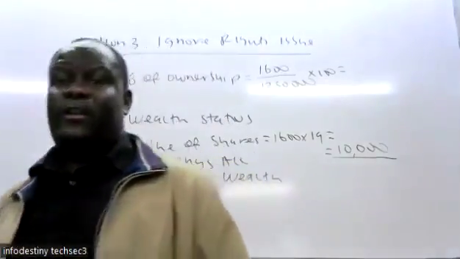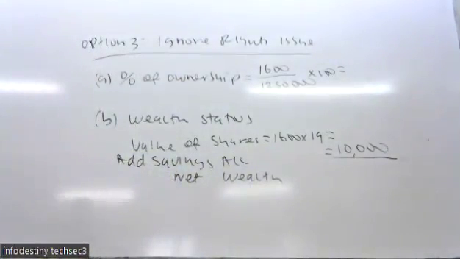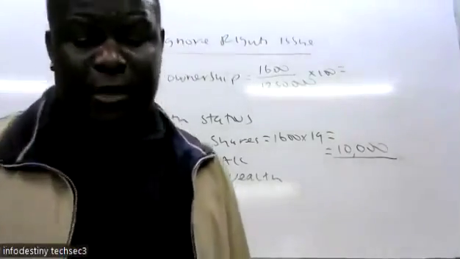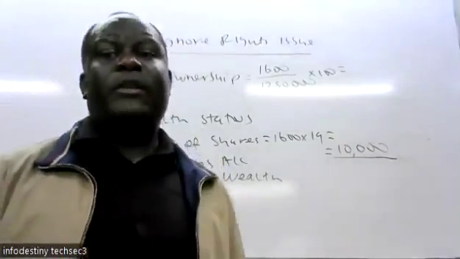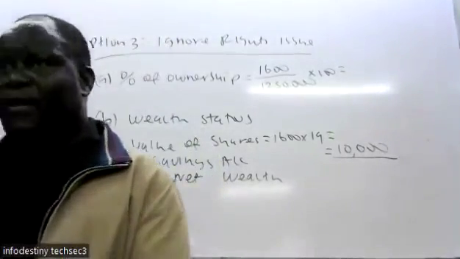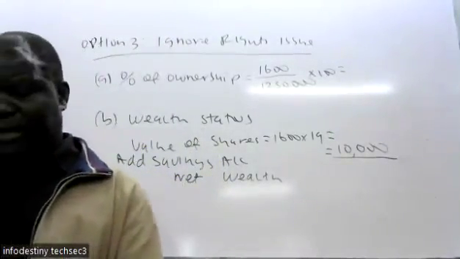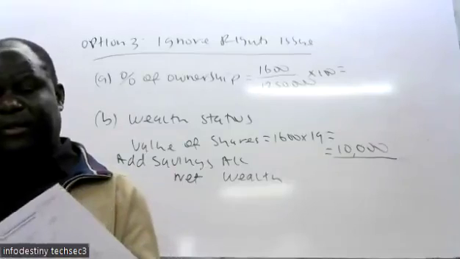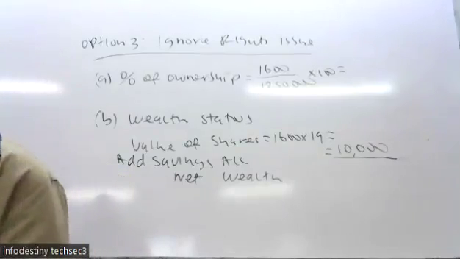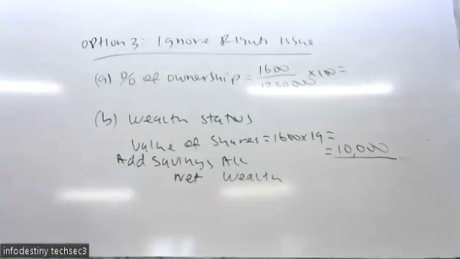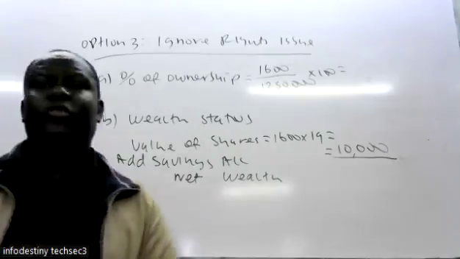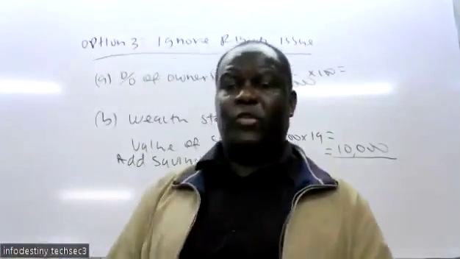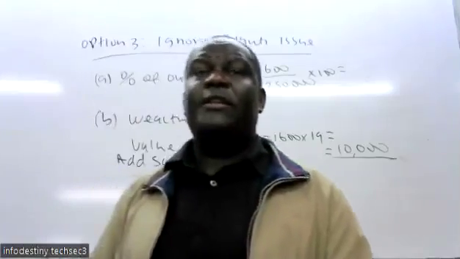However, if he ignores the rights issue, his wealth status will reduce. So that is the explanation you are to give when you evaluate. When you ignore the rights issue, his wealth status will reduce.